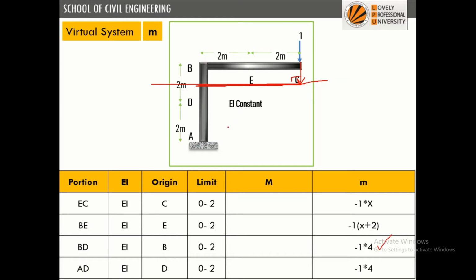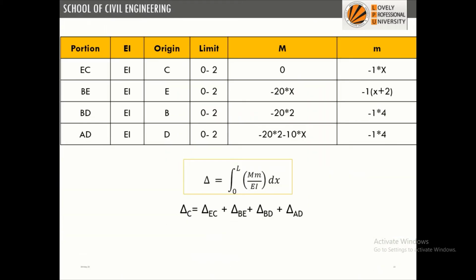And why the minus sign? Because when the observer is standing inside the frame, you will find that because of this force, the column will bend like this, right? Similarly for portion AD, the same concept will be used. The bending moment will be minus 1 into 4, and all the values will be put in this table, and we calculate the values of delta EC, delta BE, delta BD, and delta AD.